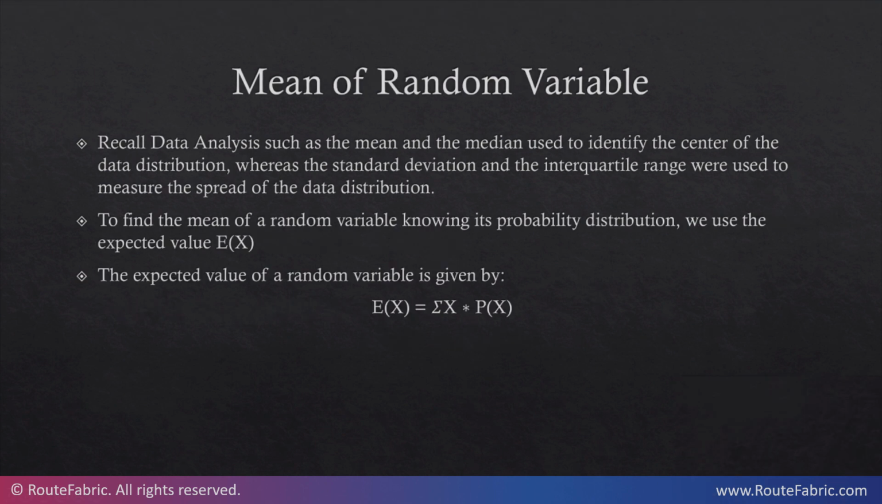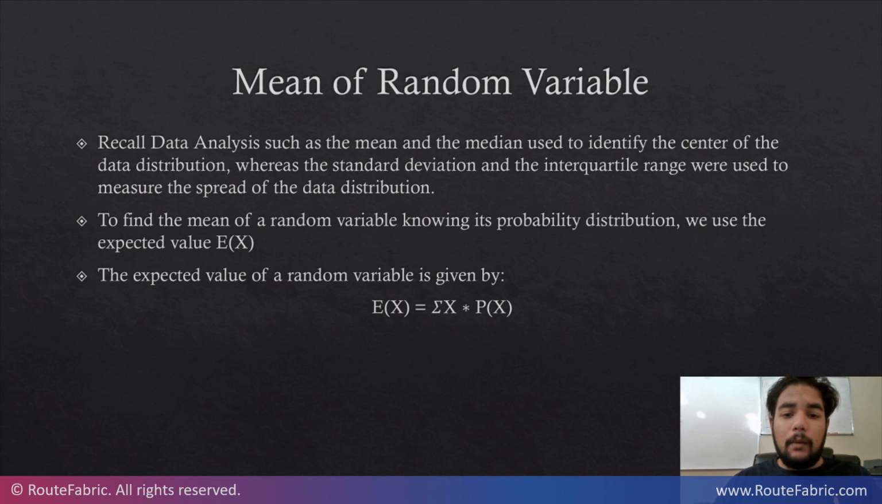As we talked about in the data analysis video, we identified mean and median to be the center of the data distribution, and standard deviation and interquartile range as the measure of spread of the data distribution. To find the mean of a random variable, knowing its probability distribution, we use the expected value. The expected value of a random variable is the sum of x times probability of x.